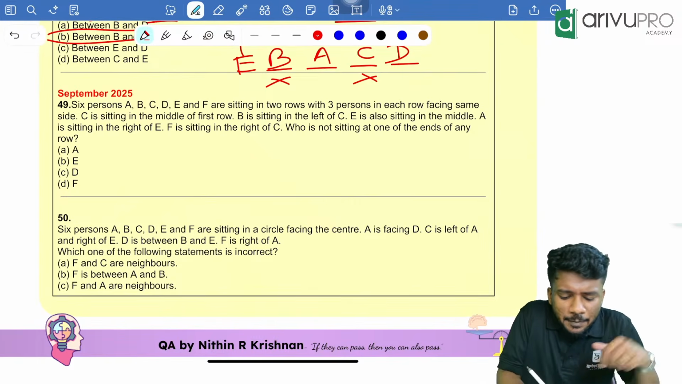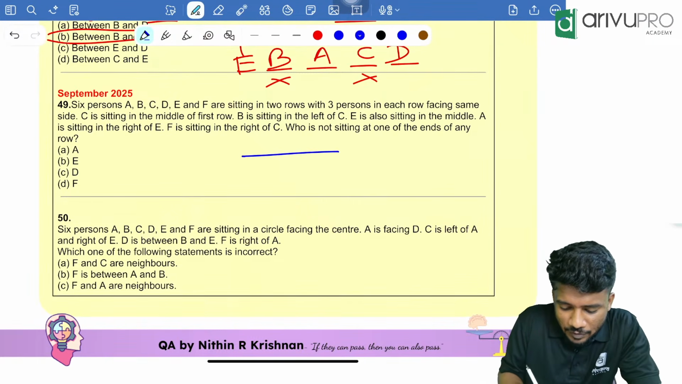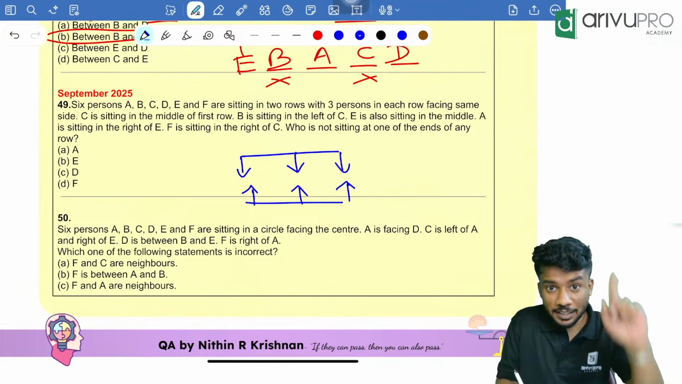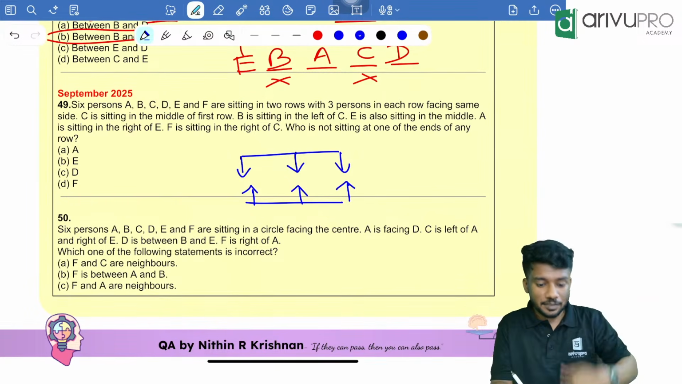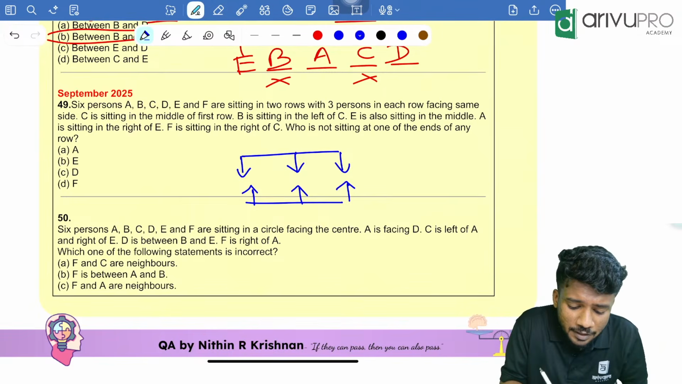6 persons A, B, C, D, E, F are sitting in 2 rows, 3 people in each row. Very easy question. Again, the same pattern of question. People, which I said as a repeat value question, please make a note of that question. In the future, you can get it. Then, what is given? C is sitting in the middle of first row.